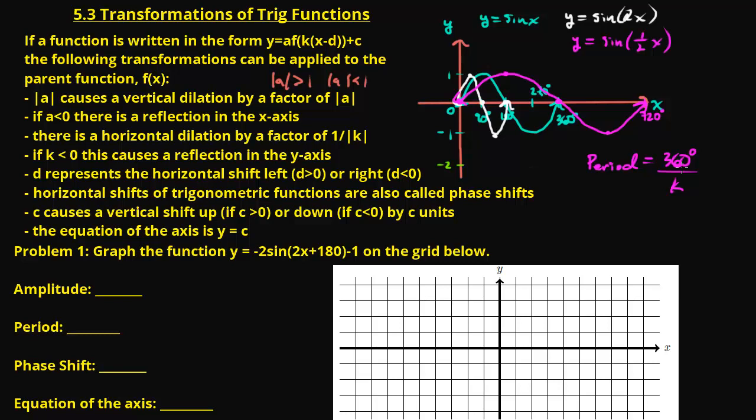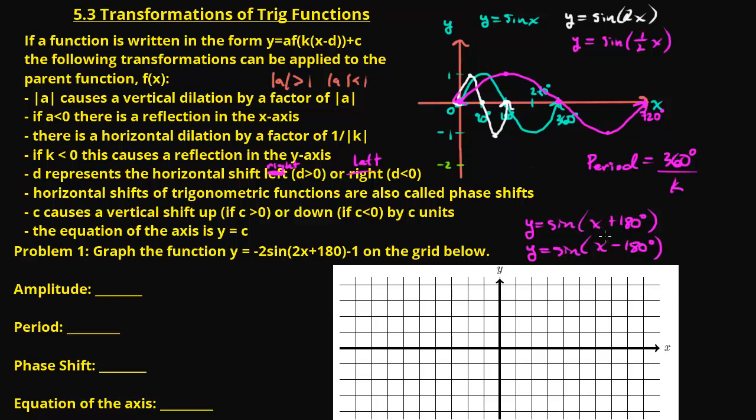Now let's look at horizontal shifts next, or what this parameter d does. The parameter d represents a horizontal shift to the left if d is greater than 0. Oh, sorry, this should say to the right if d is greater than 0. So let me correct this. It should be to the right if d is greater than 0, or to the left if d is less than 0. So if I have y is equal to sine of x plus 180 degrees, this is a horizontal shift to the left by 180 degrees. y is equal to the sine of x minus 180 degrees would be a horizontal shift to the right by 180 degrees.